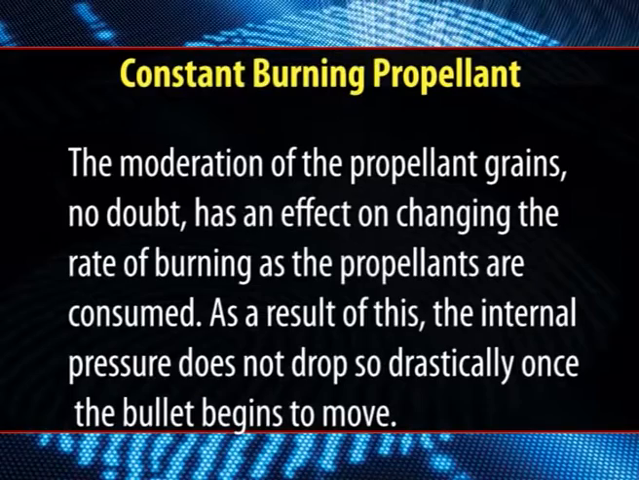The third type is the constant burning propellant or the constant burning powder. In this type of propellant, the powder grains contain a single perforation and the total surface area burning at any instant is constant. Example, single perforated grains.